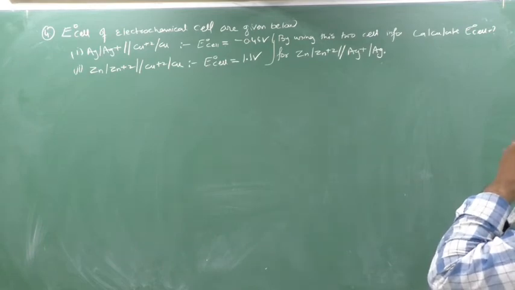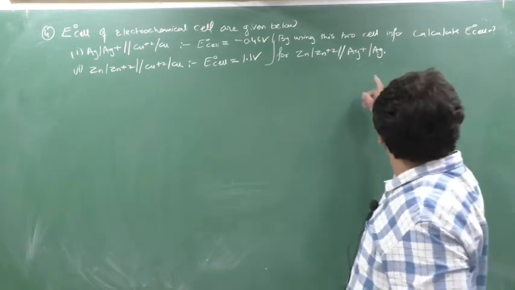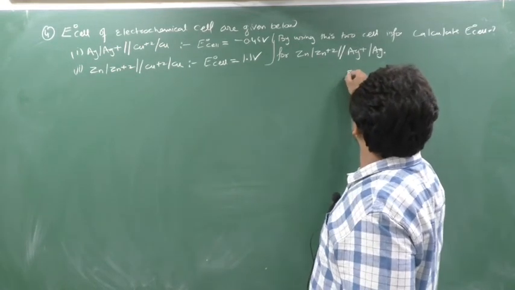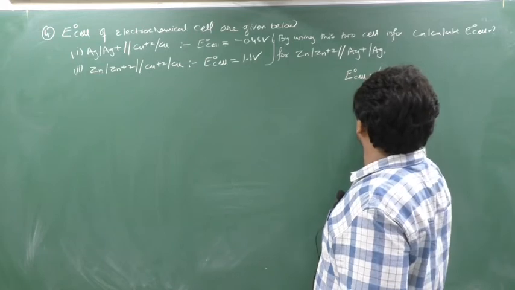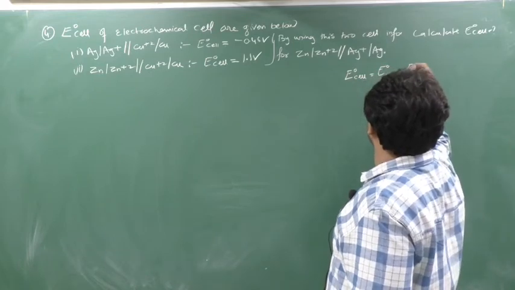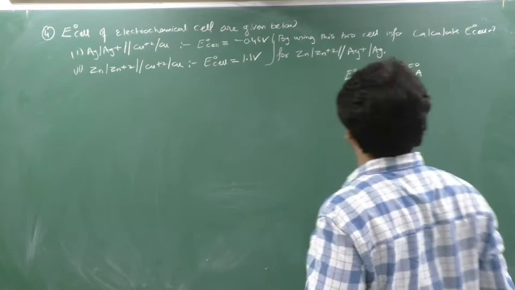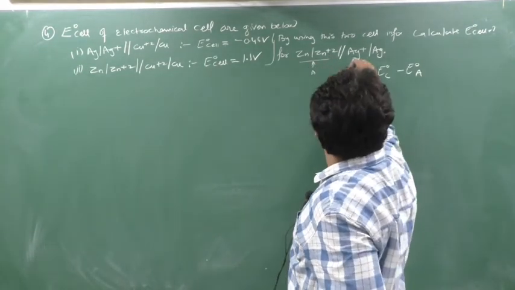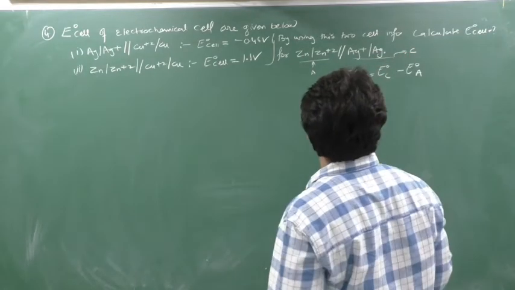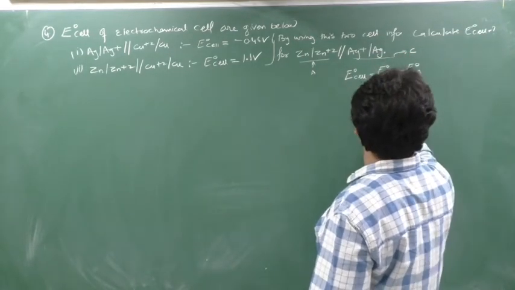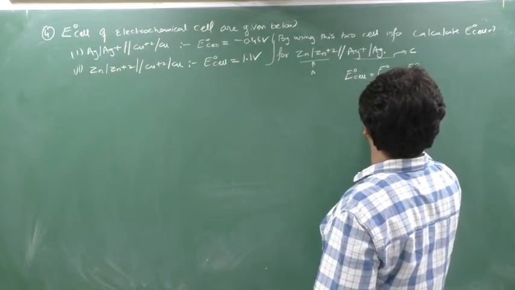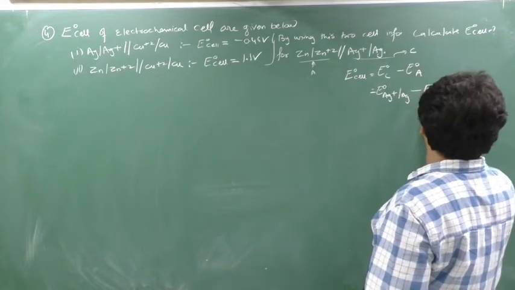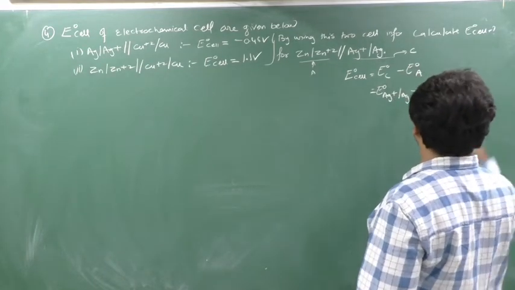They ask you for E naught cell for this, no? So first write down the E naught cell for this cell. E naught cell is equal to E naught cathode minus E naught anode. Now here who is the cathode? This portion will be anode and this portion will be cathode. So who is at anode? Zinc. Sorry, cathode is silver. So E0 Ag+/Ag minus E0 Zn+2/Zn.